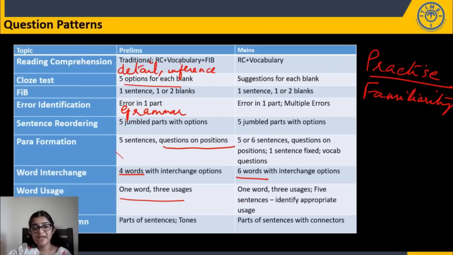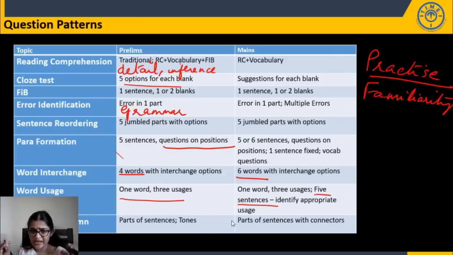Here in mains, you may get the traditional pattern with 3 usages. You may also get 5 usages. That is, 5 different sentences are given to you, and one word may be highlighted in each sentence. Or nothing may be highlighted also. You have to identify the sentence which uses the highlighted word accurately, or you have to identify the sentence which does not have any error of usage.